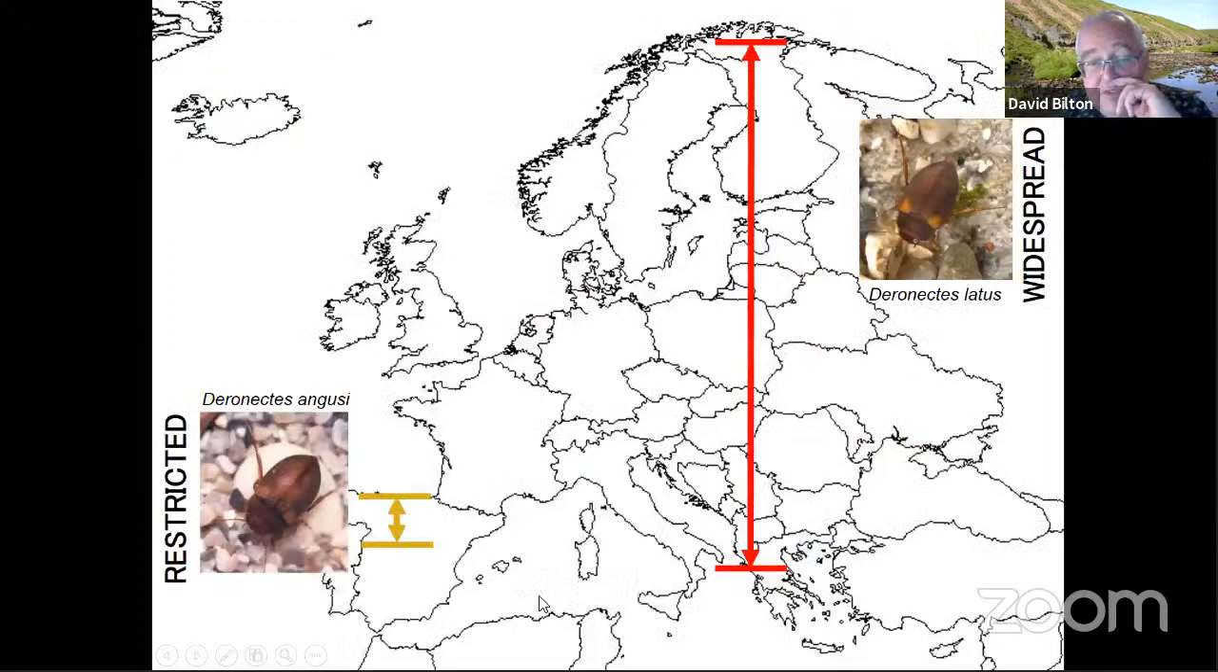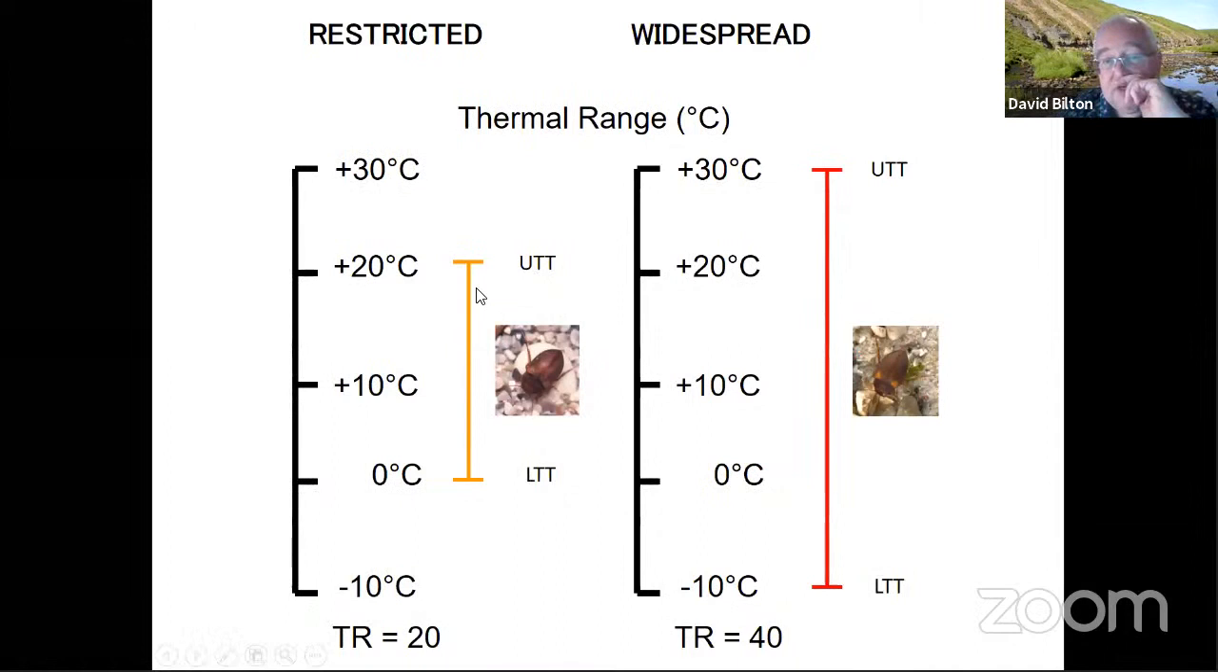If we think about our widespread and restricted species, exemplified by this species pair, Lattus and Angusi, we can make specific predictions of what we might expect if temperature tolerance, this aspect of the fundamental niche of the organism, its physiological niche, was having an impact on range size. We might expect restricted species to have a narrower thermal range than widespread species. Here you can see the thermal range from the upper thermal limit to the lower thermal limit is 20 degrees. In the widespread species, the total thermal span is 40 degrees. So we might expect widespread species to have a greater range of survival ability over the temperature range.